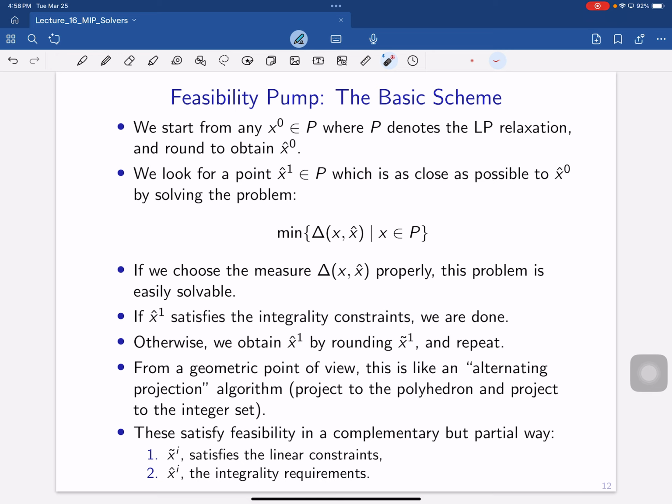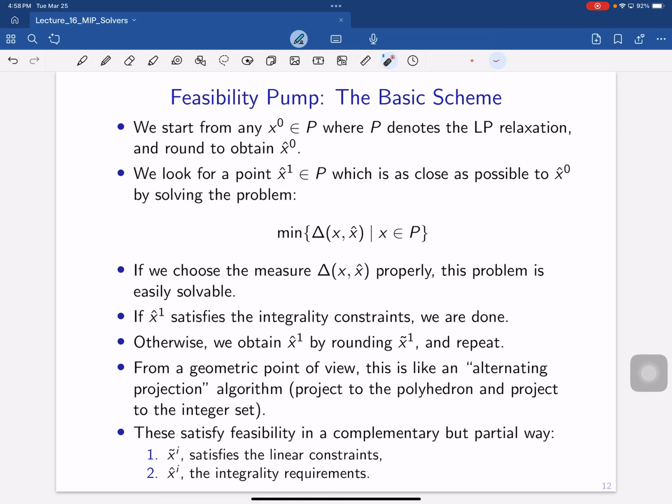If you remove either of these two sets of constraints, solving the problem is very easy. If you remove the integrality constraints and just solve Ax less than or equal to b, it's a linear program, very, very easy. And if you remove the linear constraints and just enforce the integrality constraints, it's also very easy. If you give me any solution, I can do a very simple rounding to satisfy the integrality constraints. So satisfying either of these two sets of constraints is easy, respectively. But if you put them together, it's very hard.